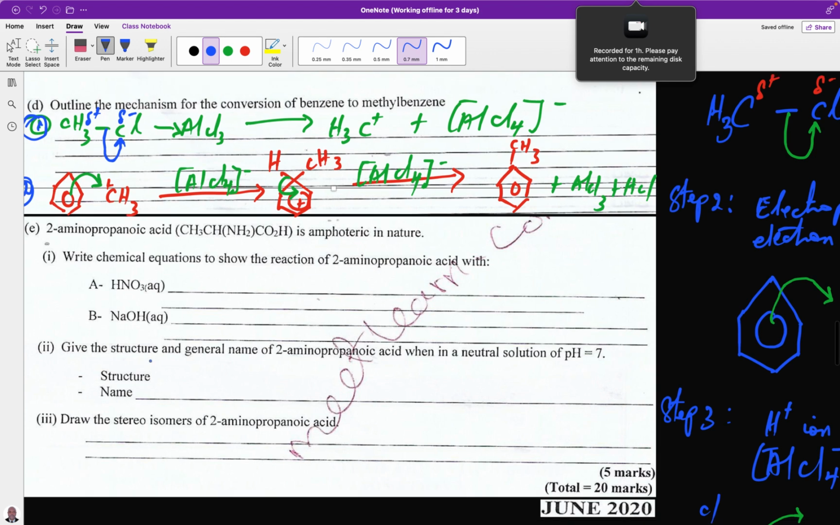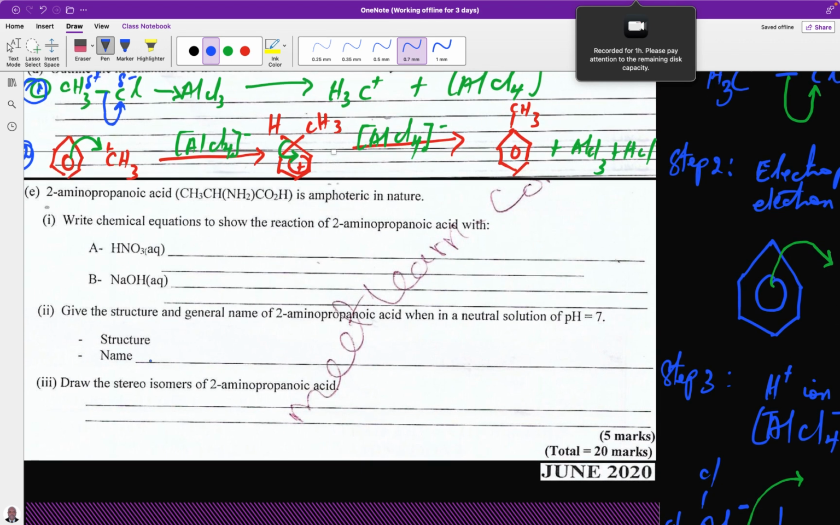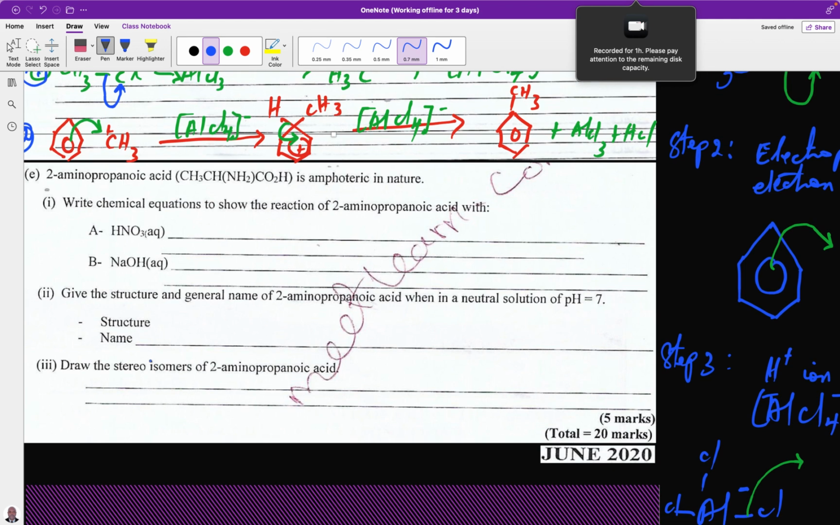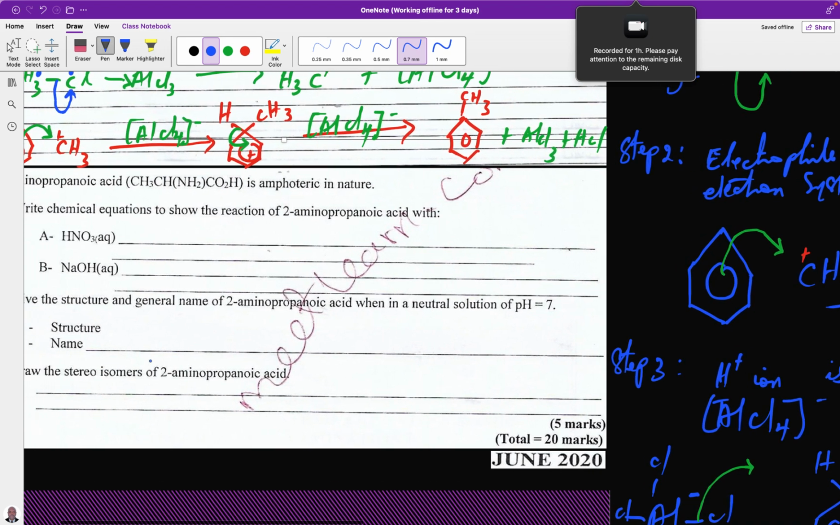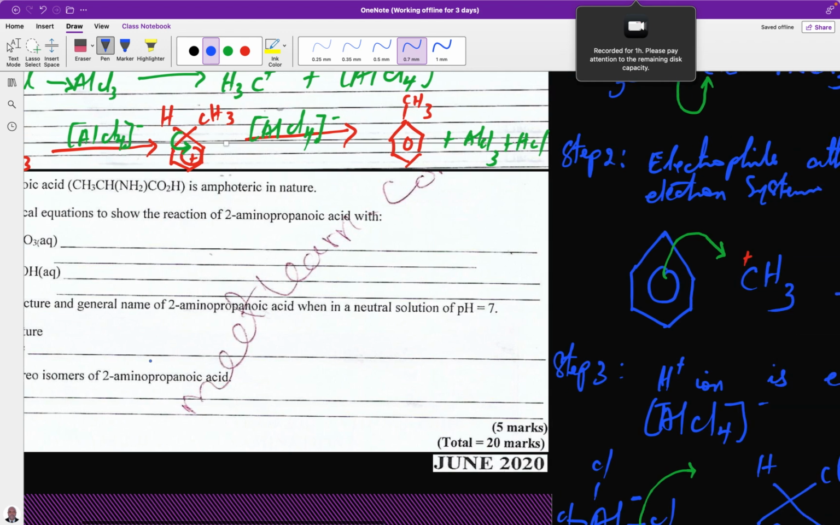Okay, now to the E part of it. The E part of it says, 2-aminopropanoic acid is amphoteric. Write an equation to show the reaction of 2-aminopropanoic acid with nitric acid.